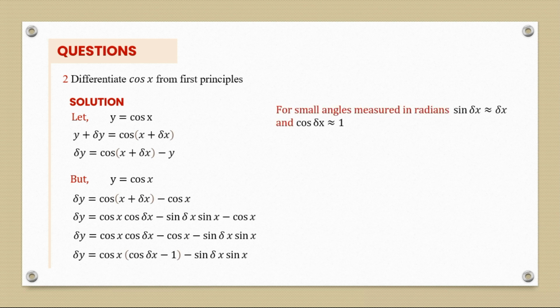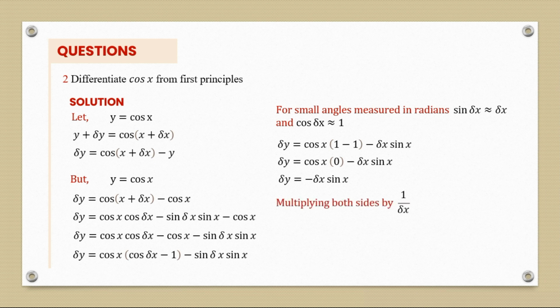Then we're going to remember that for small angles measured in radians, sine change in x is approximately equal to change in x, and cos change in x is approximately equal to 1. So we're going to substitute those inside there. But now 1 minus 1 is 0. So 0 times cos x is 0. So we're left with negative change in x sine x.